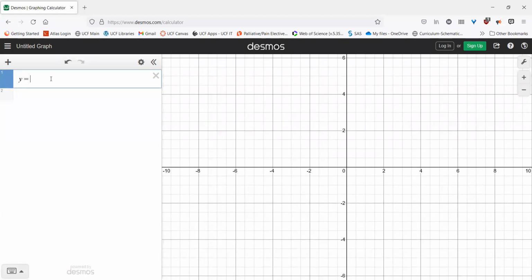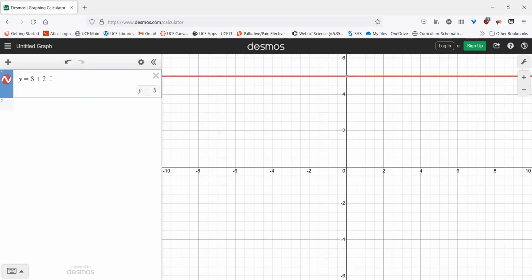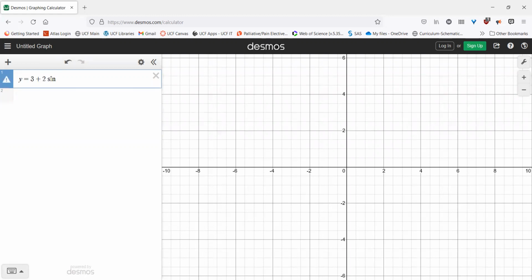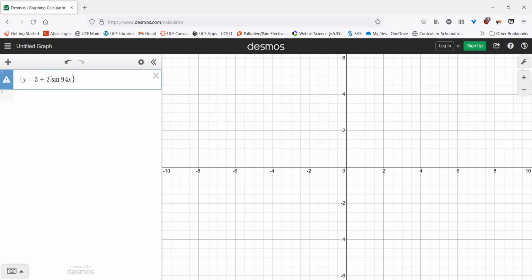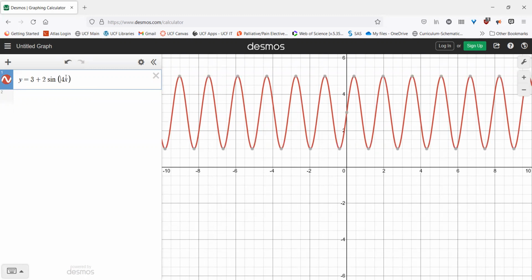So I'm going to put in y equals 3 plus 2 sine, and I'm going to always put parentheses. Oh, hold on, mistyped that. I'm going to always put parentheses around the sine, cosine, tangent part. Sometimes it reads it okay, sometimes it doesn't. It's safer just to be very clear and put those parentheses there. So I typed this in exactly how we had it on our other page.